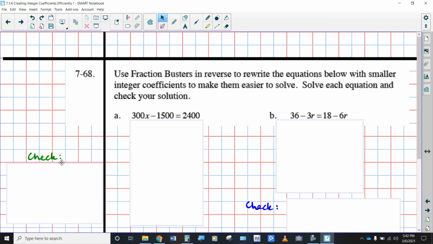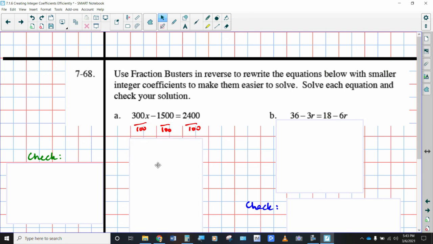Now, we can go in the other direction as well. Remember, this is a long lesson, okay, but hopefully we'll be done before 30 minutes. You can do fraction busters in the other direction as well. I don't know why you would need to. Just use your calculators and add a 1,500 each side, then divide by 300, and you're done, right? But technically, it works in both directions.